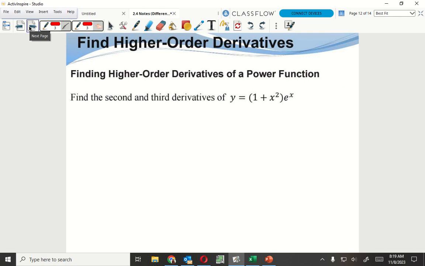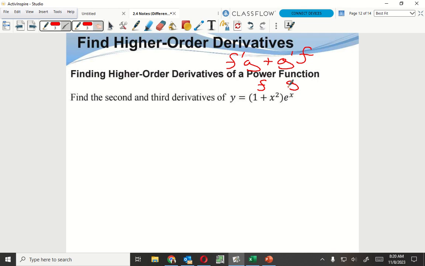Find the second and third derivative of this. Now, this one is one that we already did. This one right here is a product rule. So for those people that decided to not come to class, you have to go find the product rule. So it is f prime g plus g prime f. This is my f, this is my g.